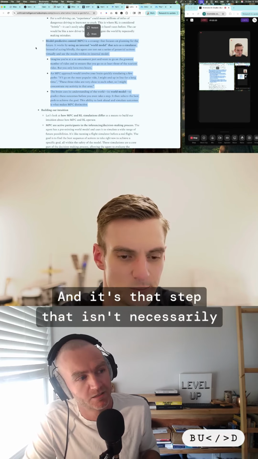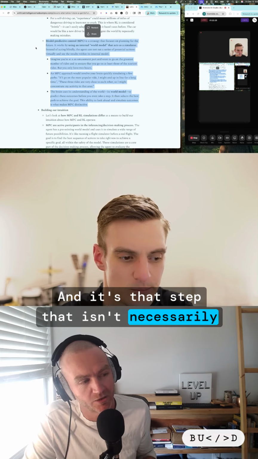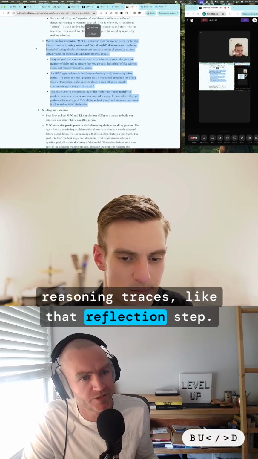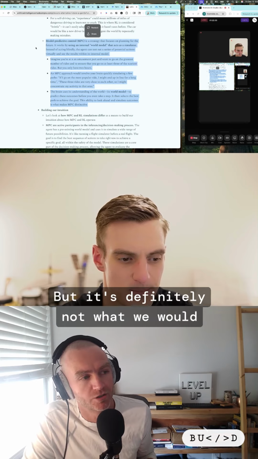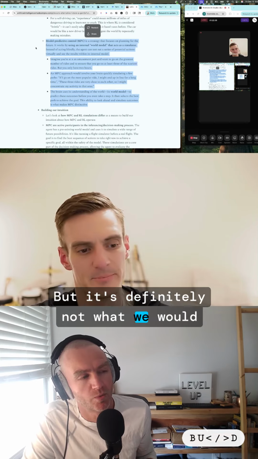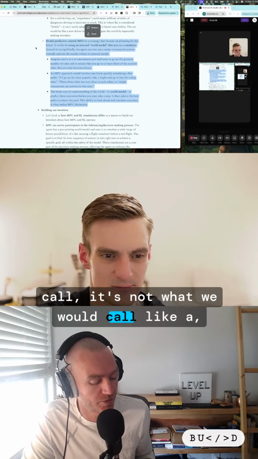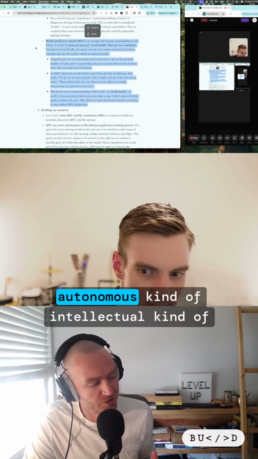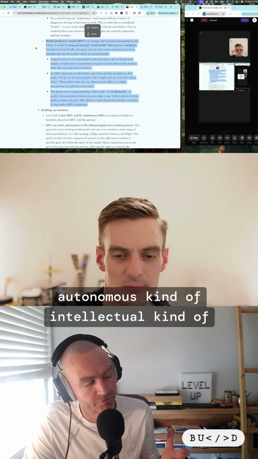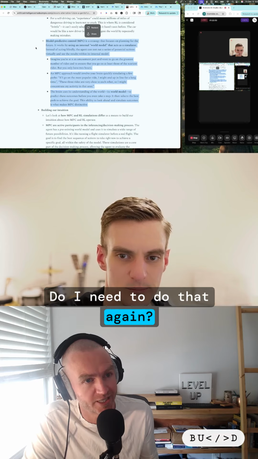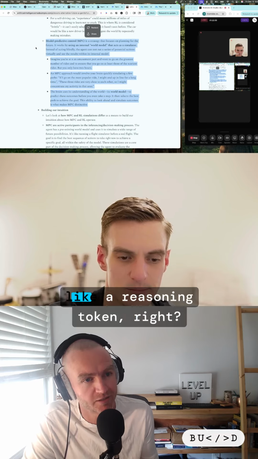And it's that step that isn't necessarily, I guess you can see it a little bit in reasoning traces, like that reflection step, but it's definitely not what we would call an autonomous kind of intellectual reflection. It's more of: I did this, what was the result? Do I need to do that again? Like a person doesn't think like a reasoning token, right?